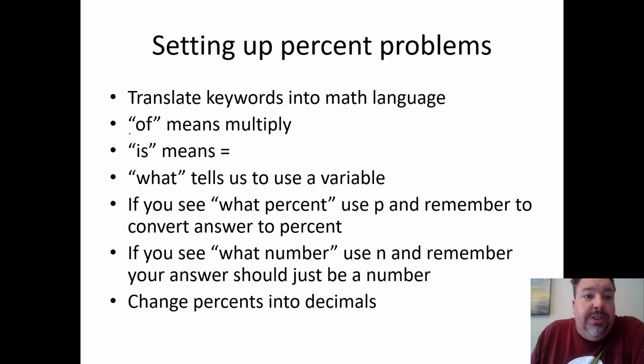Whenever we come across the word "of," that is going to tell us to multiply. When we have 50% of 120, for example, that means we're going to multiply 0.5 times 120. When we see the word "is," that means we're going to write an equal sign. If we see "what," that's telling us to use a variable. And even more specifically, if we see "what percent," we're going to use a p to help us remember that, hey, we've got to make this a percent at the end, and when we're answering it, to make sure our answer is a percent. If we see "what number," then we'll use either n or x.